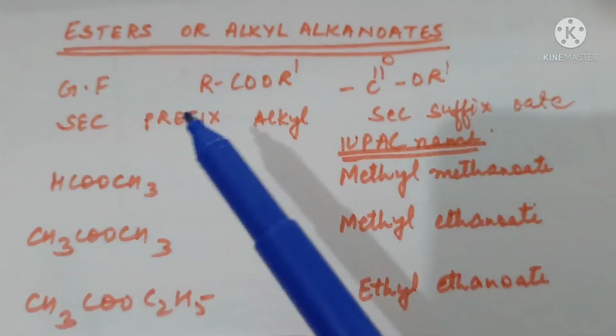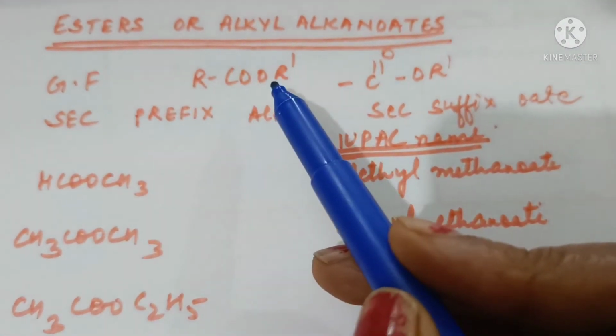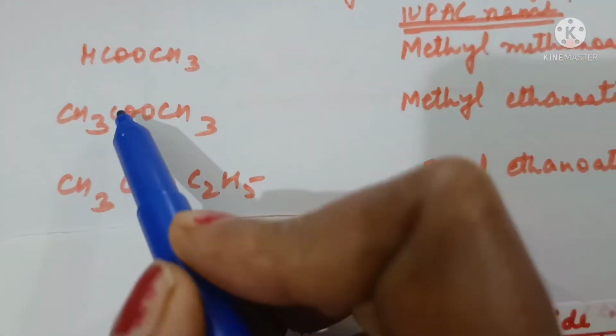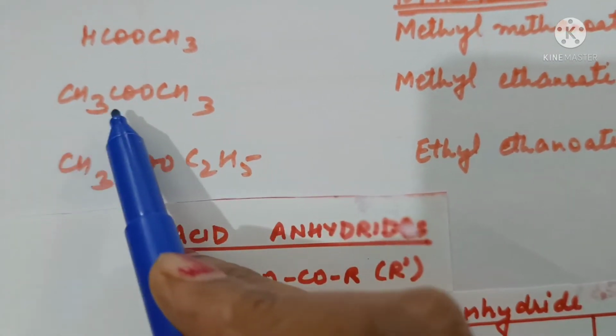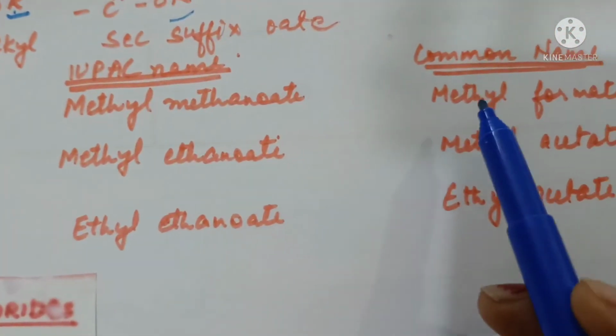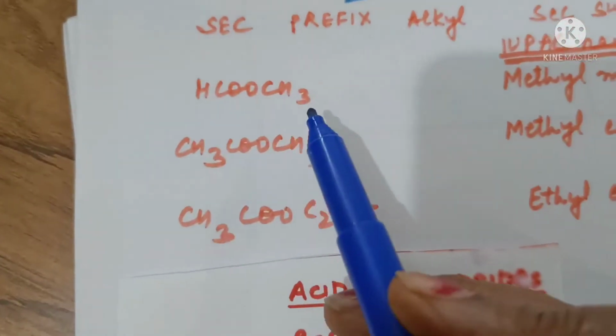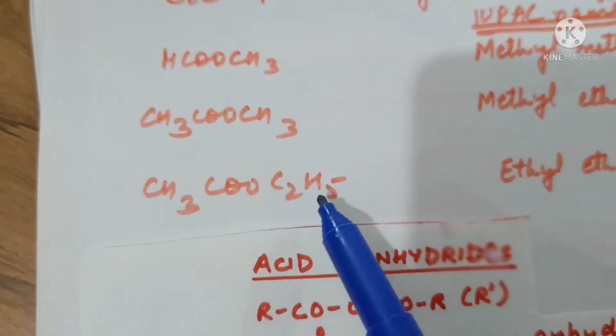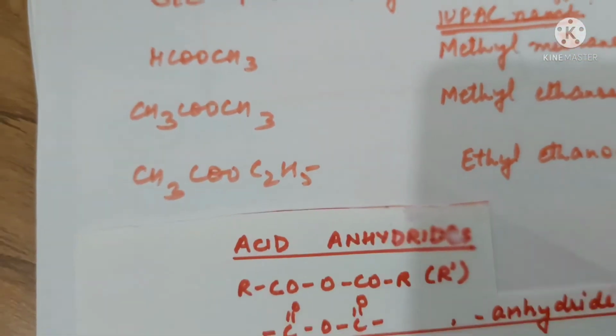Esters, or alkyl alkanoates. So the general formula is RCOOR'. So methyl methanoate. This will be methyl ethanoate, ethyl ethanoate. And in common system, this will be methyl formate, methyl acetate and ethyl acetate.